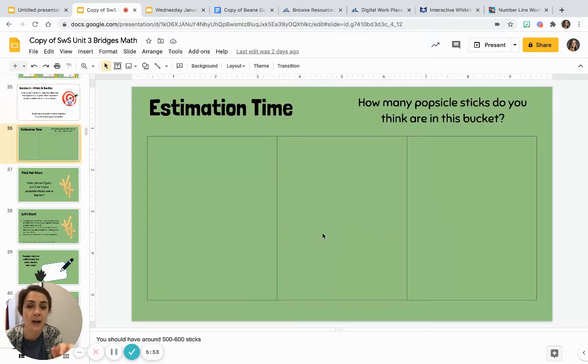So before I do that, I want us to just make some estimations. Here are the popsicle sticks. How many do you think are in here? All right, let's count. So once I get a group of 10, I'm going to bundle it. 1, 2, 3, 4, 5, 6, 7, 8, 9, 10. All right, put my rubber band around it.